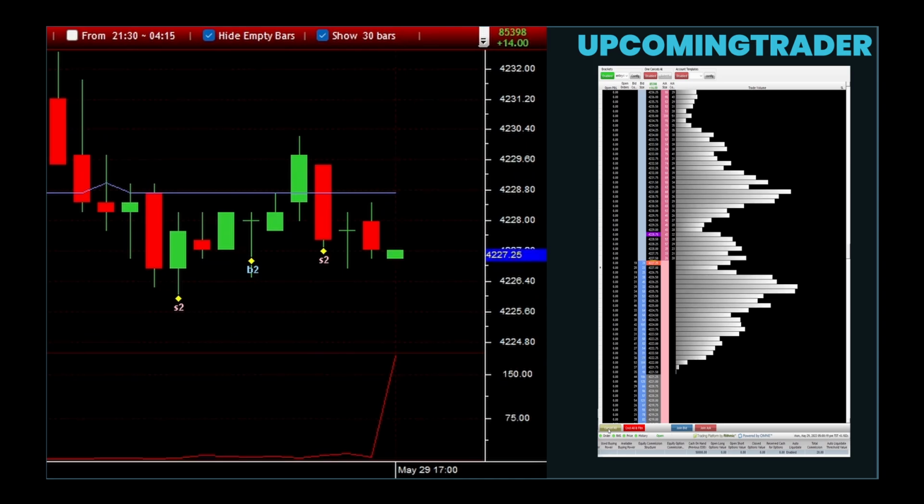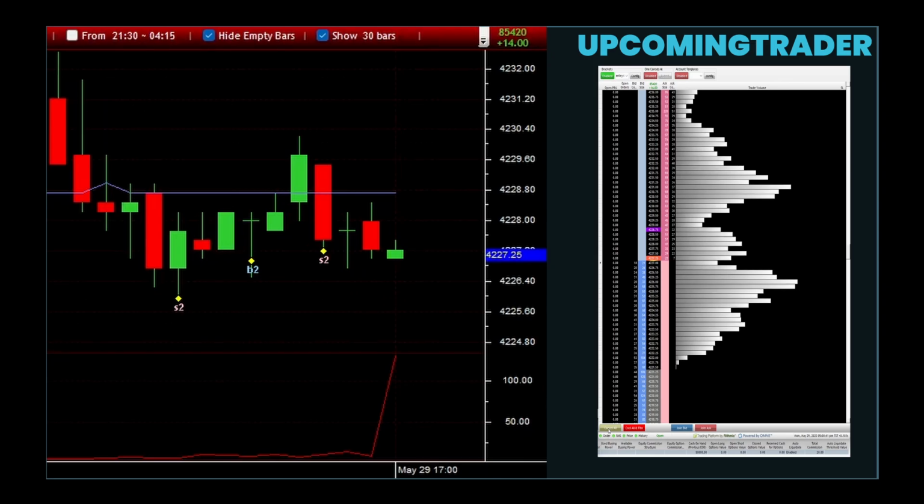Recognizing this pattern can help you anticipate further weakness if there is no new buying interest to support the price. Another critical pattern is single prints, or thin zones, which occur when the price moves very quickly through a certain level, leaving behind only one or very few TPO letters in that region.